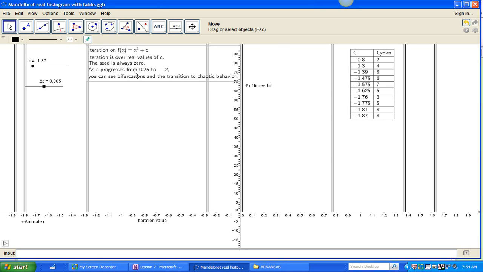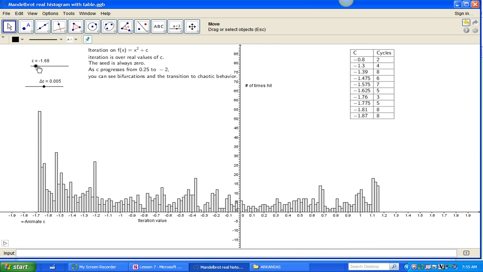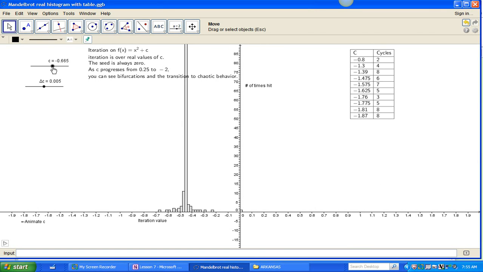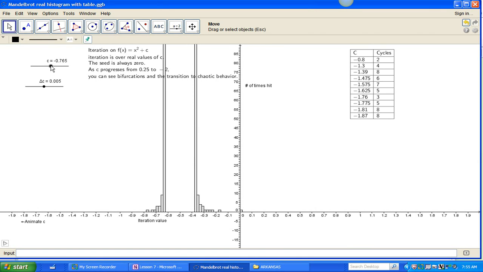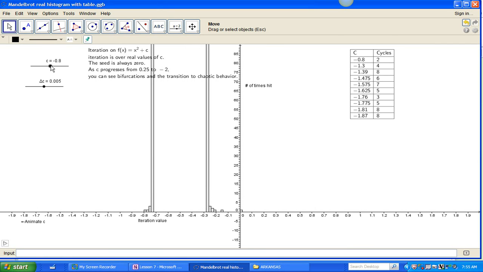To do that, we're going to start out by taking a few points. So I'm going to look at c equals -0.8, -1.3, and etc. These numbers in the table I've checked in advance. I know how many cycles each one has, and I just want to confirm that. So we're going to set c at -0.8. We can see, in fact, there are 2 cycles that it settles down to fairly quickly.